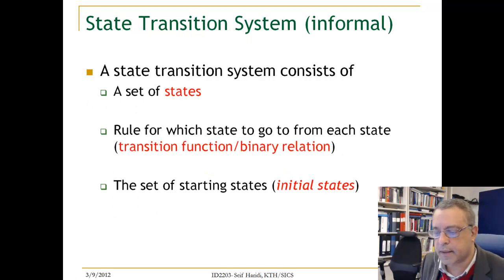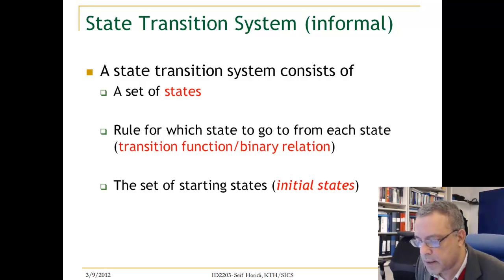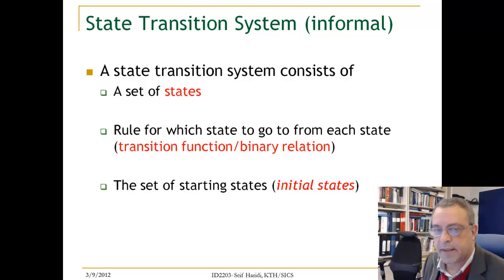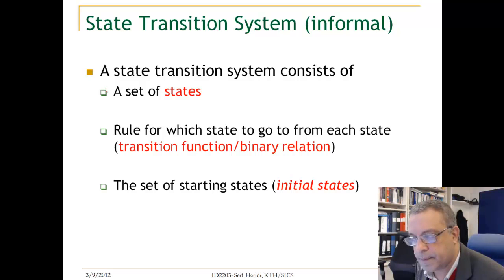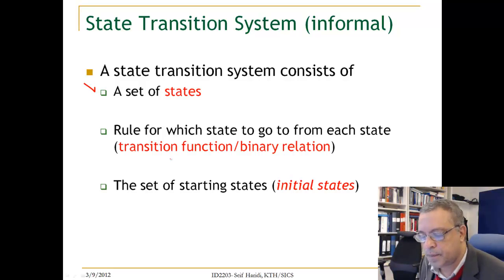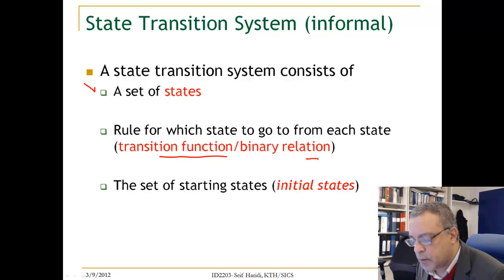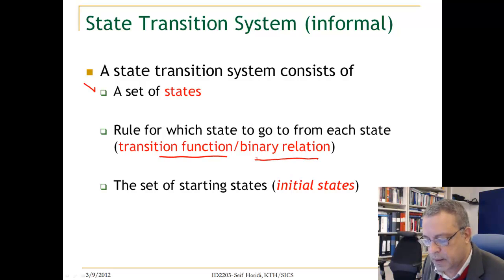So what is a state transition system? A state transition system consists of a set of states and a rule for moving from one state to the next state. If you move from one state to the next state in a deterministic way, we have a function. Otherwise, we will have a relation. We have also a set of starting states. Okay?